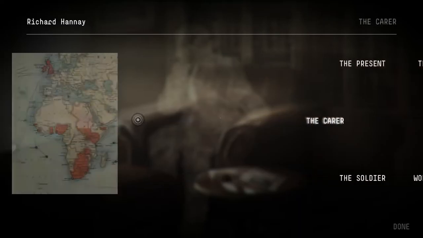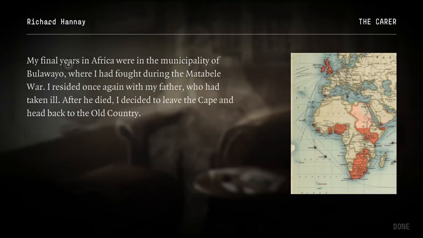The career. So his final years in Africa were in the municipality of Bulawayo, where I had fought during the Matabele War. I resided once again with my father, who had taken ill. After he died, I decided to leave Cape and head back to the old country.